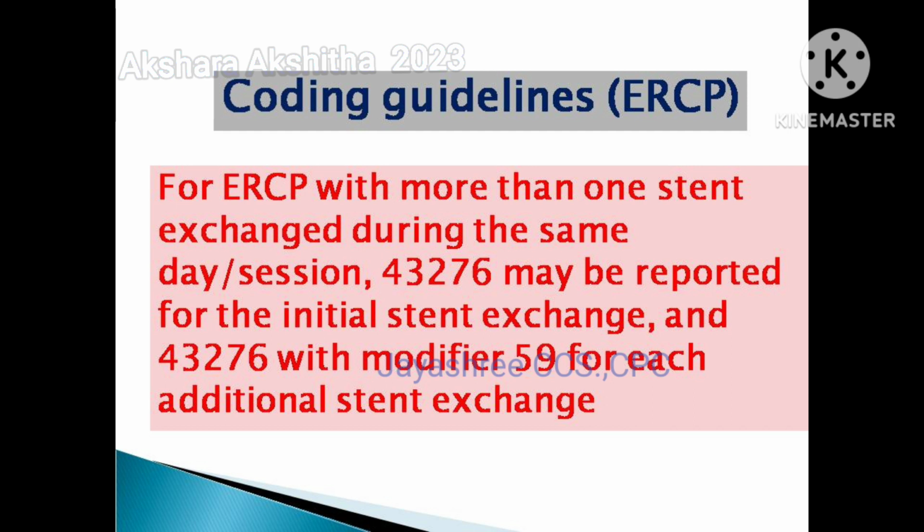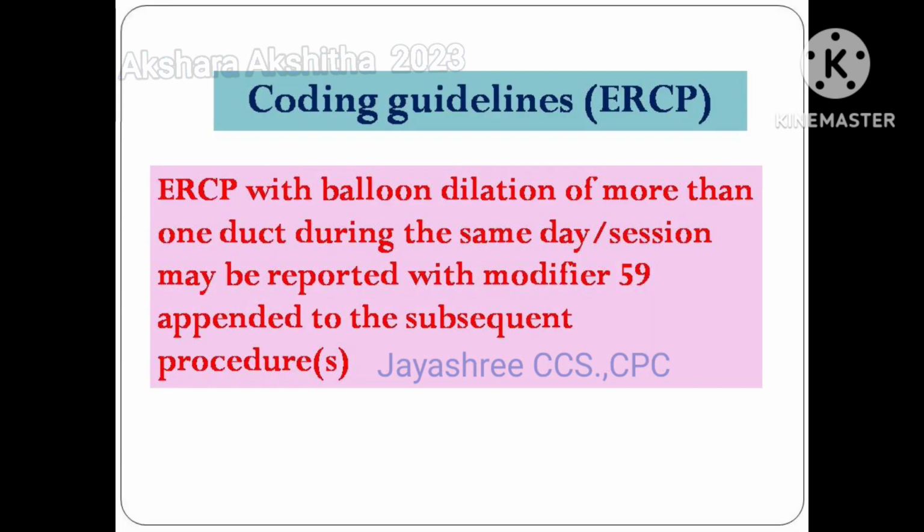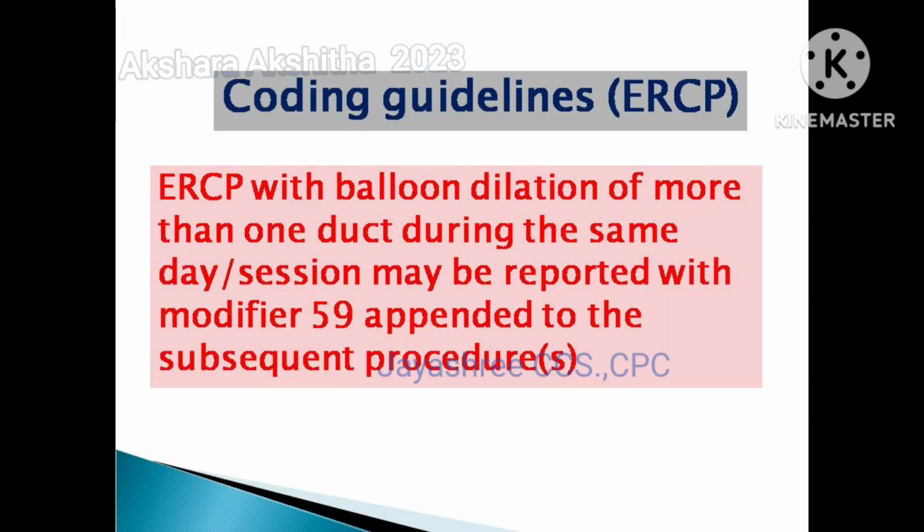Next point is ERCP with balloon dilation more than one time. If it is in more than one duct during the same session, we can bill two times with the 59 modifier. Same for balloon dilation of stent: if it is performed in more than one duct, then we can bill two times with the 59 modifier.